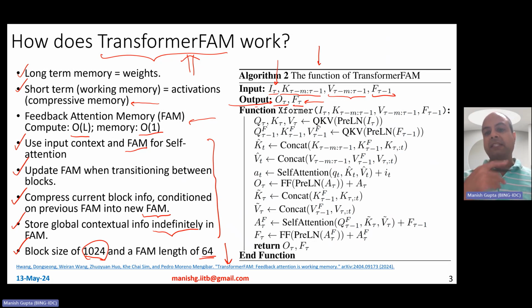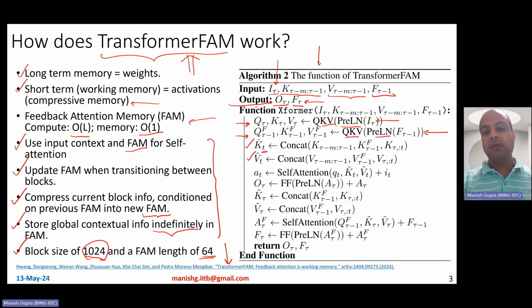Okay, so the way this is done is as follows. The first few steps remain similar. You take the input, you do pre-layer normalization, you compute the QKVs. But you also do the same thing for the feedback memory. You take the feedback memory F tau minus 1, you do pre-layer normalization, you compute the QKVs. Those QKVs, QF, KF, and VF, are your FAM query, FAM keys, and FAM values. Okay. Now, an obvious thing to do is to compute the keys and the values for the current block.